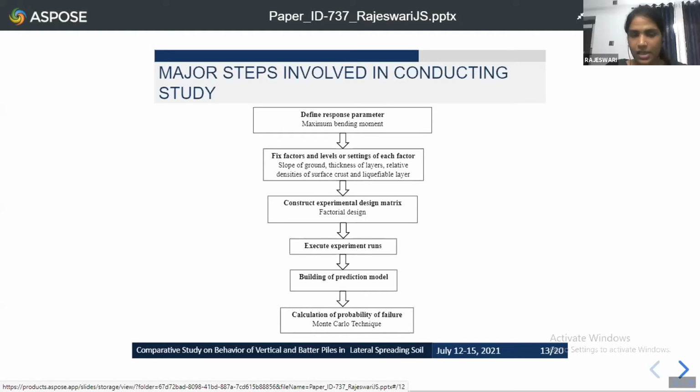Once the prediction models were developed, the probability of failure of the soil pile systems was calculated using the Monte Carlo technique.